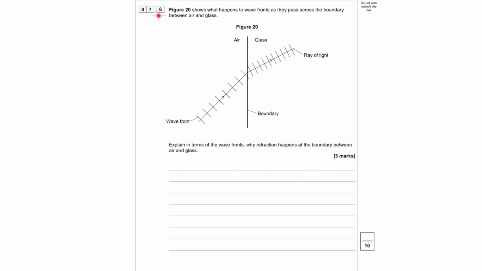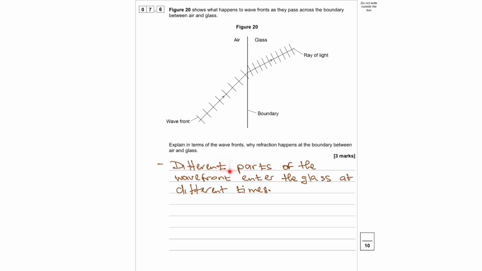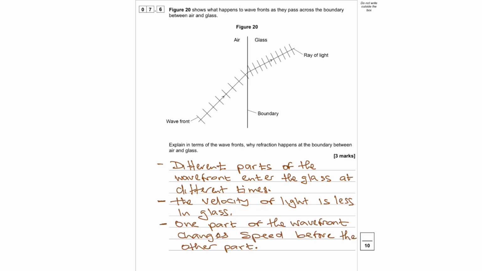Question 7.6. Figure 20 shows what happens to wave fronts as they pass across the boundary between air and glass. Explain in terms of the wave fronts why refraction happens at the boundary between air and glass. The different parts of the wavefront enter the glass at different times. The velocity of light is less in glass. And finally, one part of the wavefront changes speed before the other part.